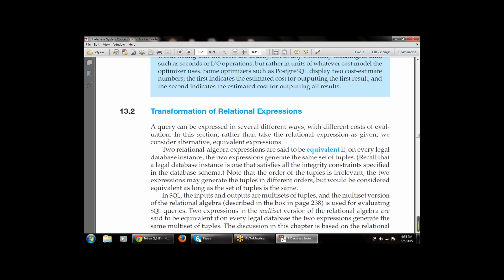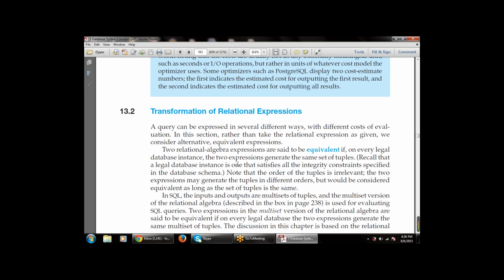A query can be expressed in several different ways with different costs of evaluation. In this section, rather than the relational expression as given, we consider alternative equivalent expressions. Two relational algebra expressions are said to be equivalent if, on every legal database instance, the two expressions generate the same set of tuples.